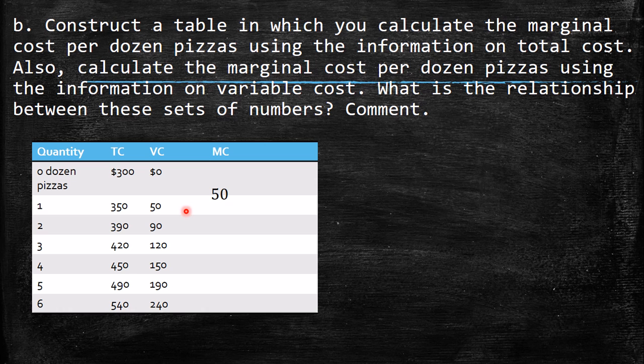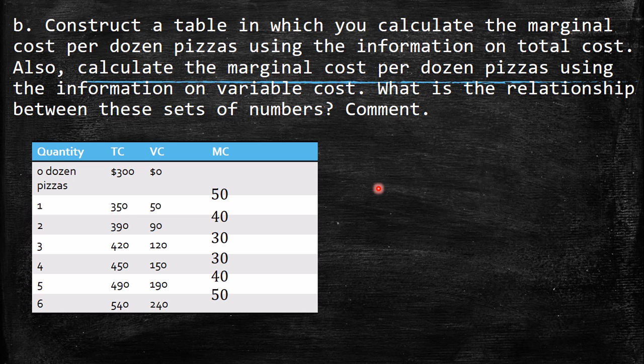Now we're going to figure out the marginal cost, which is the first question. The marginal cost, remember, is how much your cost is going to vary when you produce an additional quantity. So the marginal cost of producing 1 more unit of the dozen pizzas is going to be 350 minus 300, which is 50, and we put it in the middle of the rows because this is a change from 0 to 1. The other ones are going to be 40, 30, 30, 40, and 50.